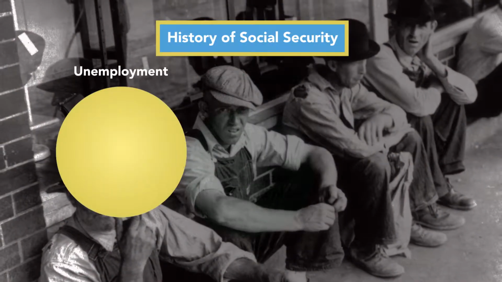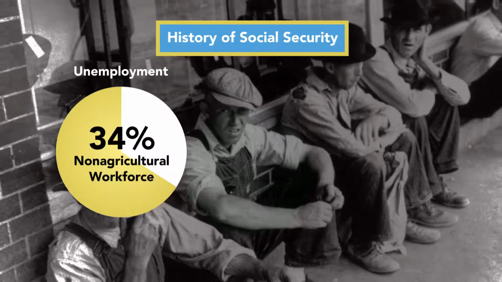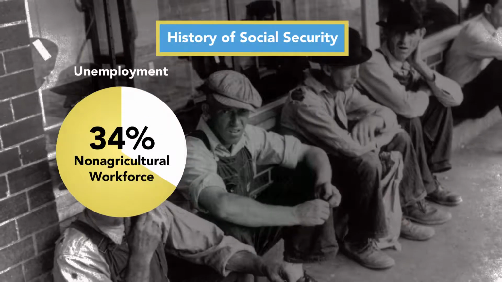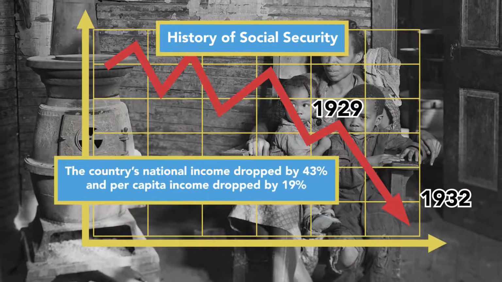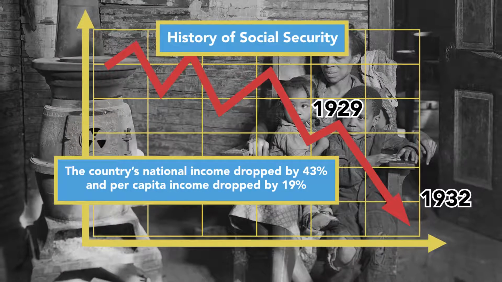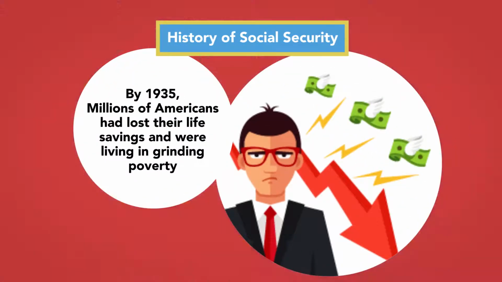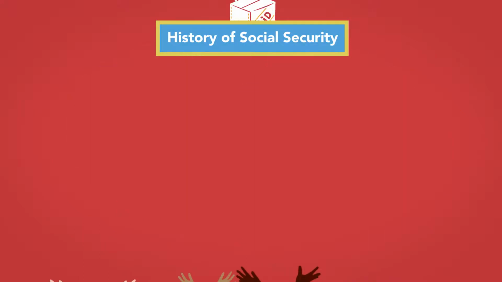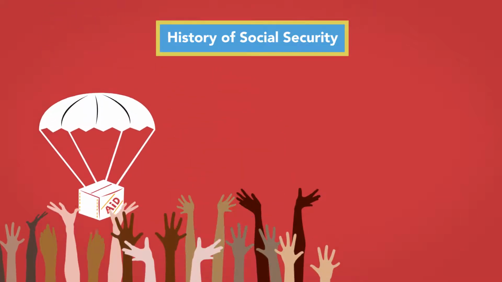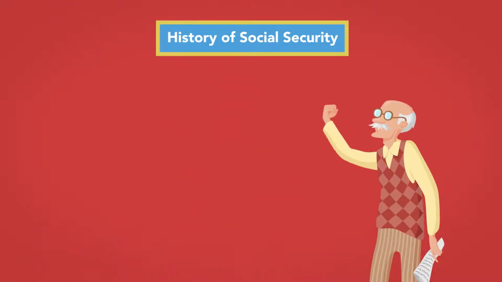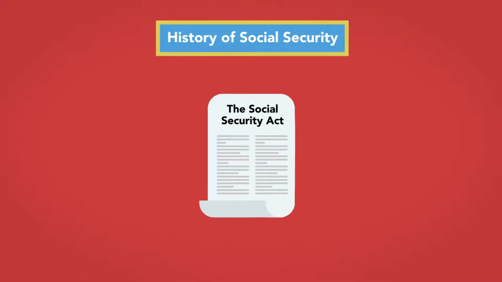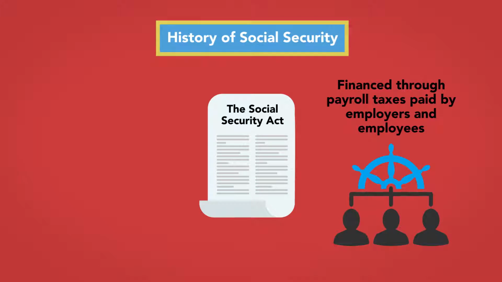During the Great Depression, unemployment reached 34% of the non-agricultural workforce, and between 1929 and 1932, the country's national income dropped by 43% and per capita income dropped by 19%. By 1935, millions of Americans had lost their life savings and were living in grinding poverty. State relief agencies and religious charities attempted to assist people, but neither could adequately see to the needs of the elderly. The Social Security Act created a federally administered system of social insurance for the elderly, financed through payroll taxes paid by employers and employees.